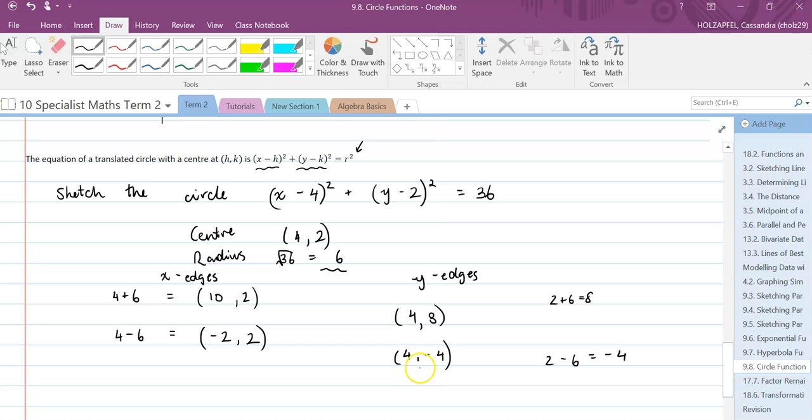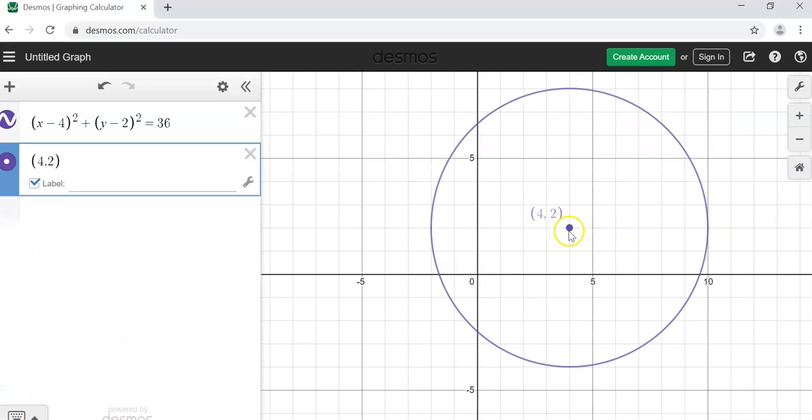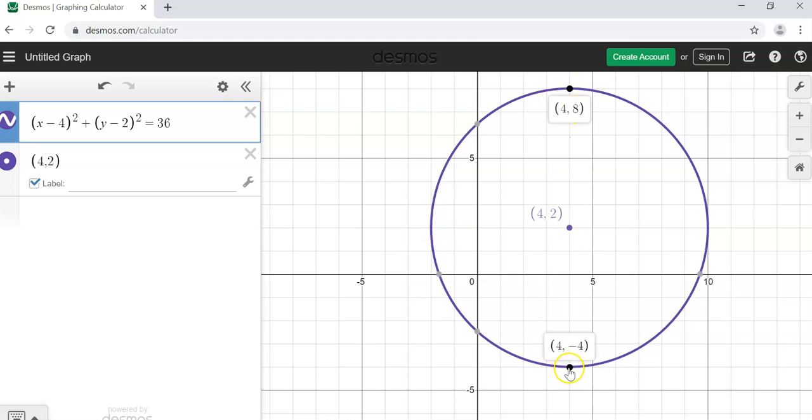Let's pop this in Desmos. Let's double check our solution. So here we have our center at 4, 2, just like we predicted from our formula. And then we should have a radius length equal to 6. And we can see here that this is indeed 6 units long. We should have this edge here at 10, 2, which we do. The other edge was at negative 2, 2. For our y edges, we had one at 4, 8, and we had one at 4 and negative 4. So we have sketched this circle correctly.